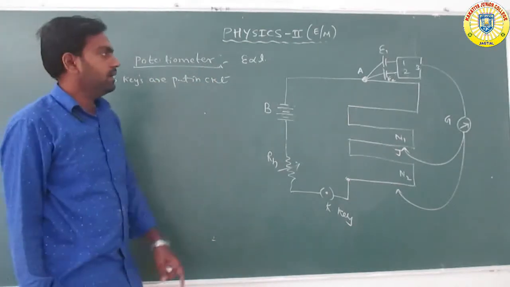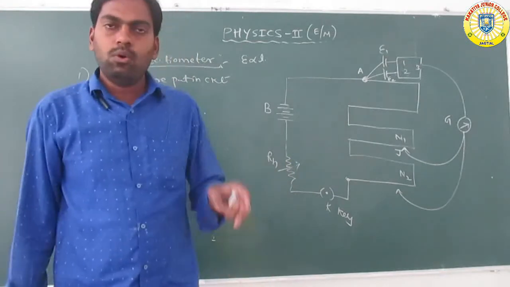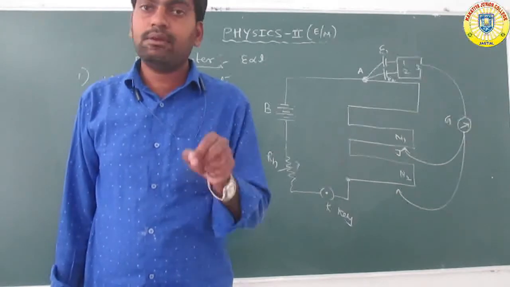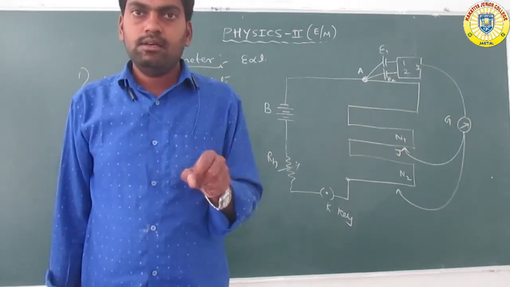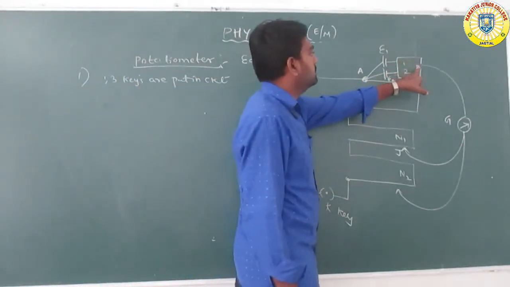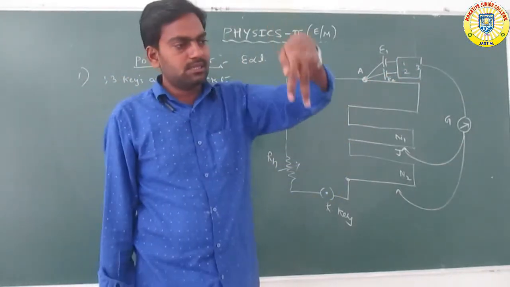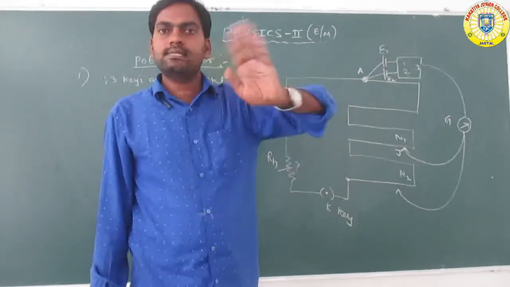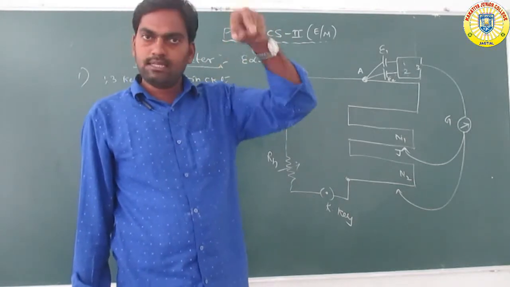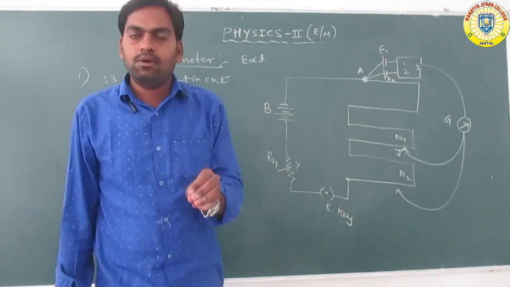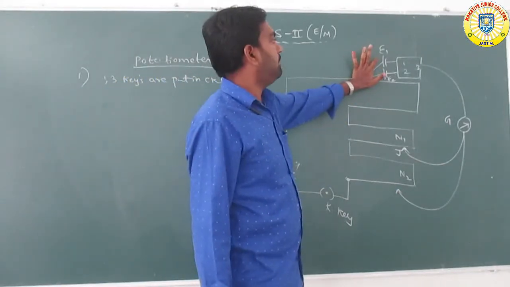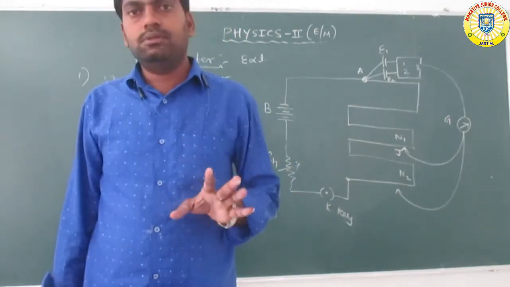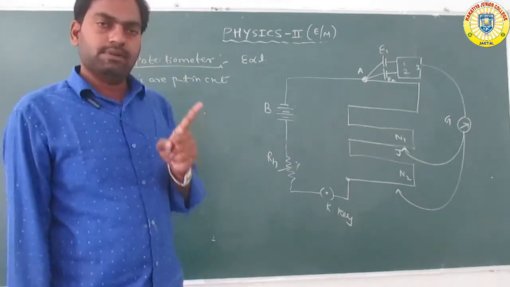First step: the 2 key is removed. Only keys 1 and 3 are inserted in the two-way box. These two keys are introduced in the circuit. That means only the E1 primary cell is introduced in the circuit.